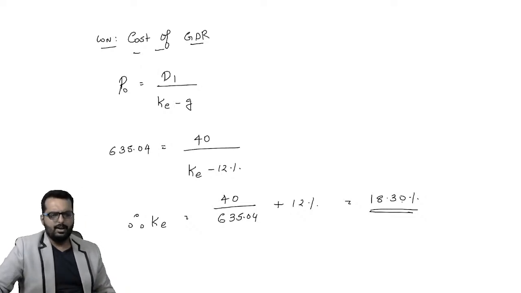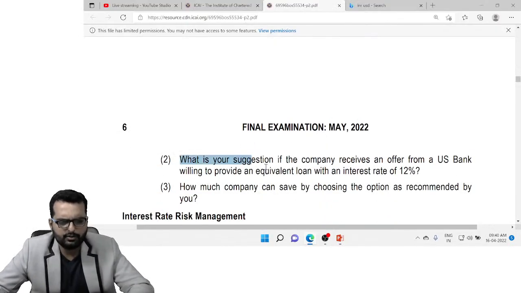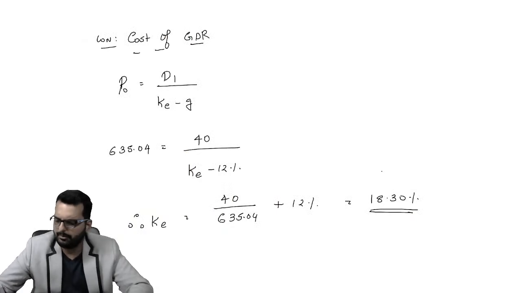I believe everybody is done writing this. Let's go to the next requirement now. What is your suggestion if the company receives an offer from US bank willing to provide a loan with an interest at 12%? Friends, here he is paying 18%. So loan of 12% ideally is cheaper.